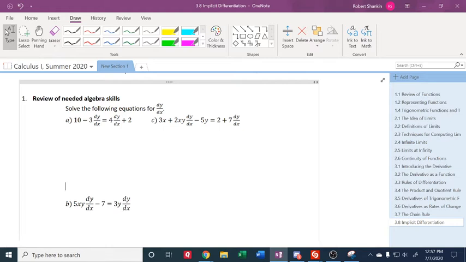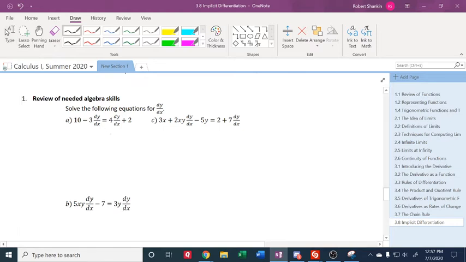So since this one is positive, I'm going to move all the dy dx's over to that side. And I'm going to get 10 equals 7 dy dx plus 2. Now, since I moved all the dy dx's to the right, I'm moving all the numbers to the left.